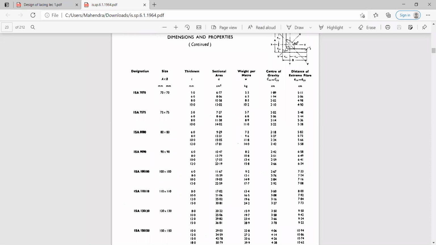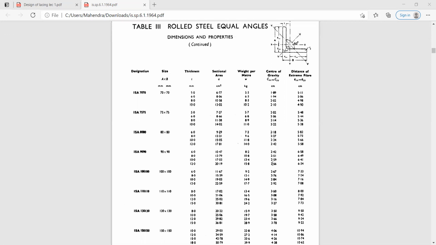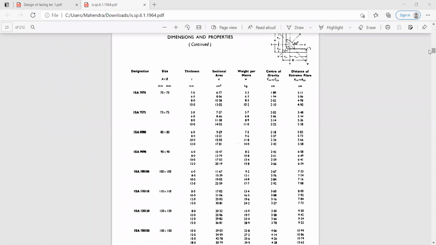So 1703 into 4. As we are going to take the 4 angles, so you need to multiply it by 4. तो आपको 6812 एरिया मिलता है. Then आपको क्या चाहिए? CXX and CYY. So CXX and CYY is over here. See, this is 2.59. As it is in centimeter, we need to convert it in mm. So 25.9 mm. Then we want the rxx and ryy, and हमें क्या चाहिए, moment of inertia चाहिए in x axis and in y axis.